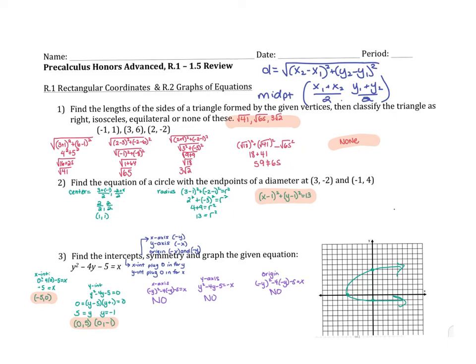Okay, so this was this section from R1 and R2. R1 being the distance formula to classify the triangle. This triangle had the side lengths of root 41, root 65, and 3 root 2. If you're asked to use distance formula, make sure you are simplifying your square roots like 3 root 2. And then to classify that, that would be none of those above.